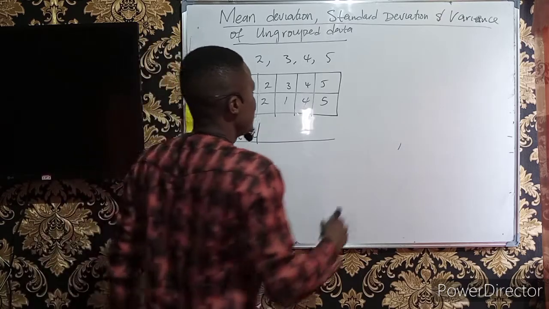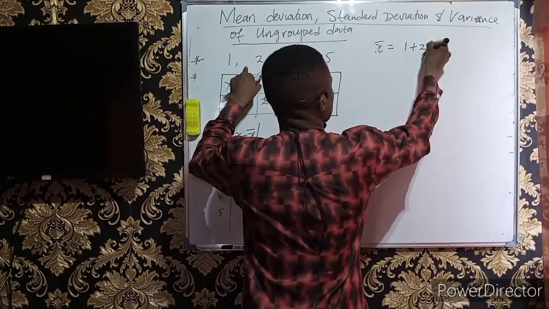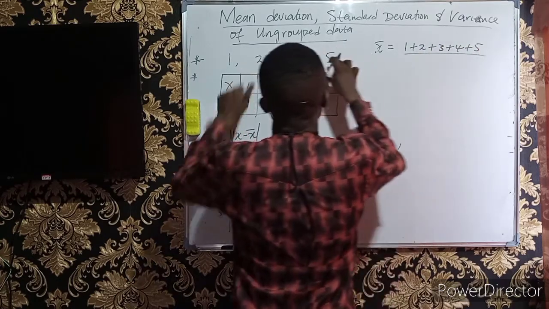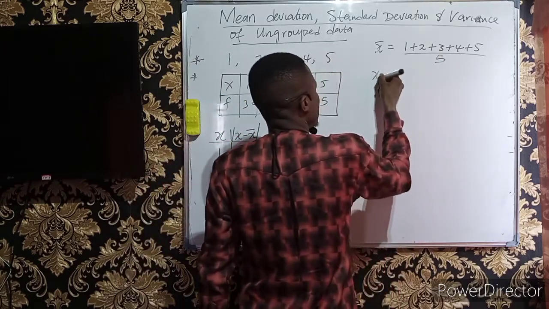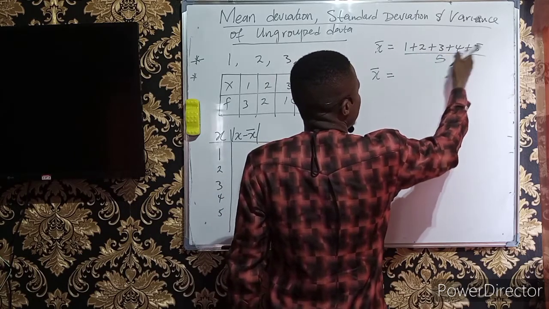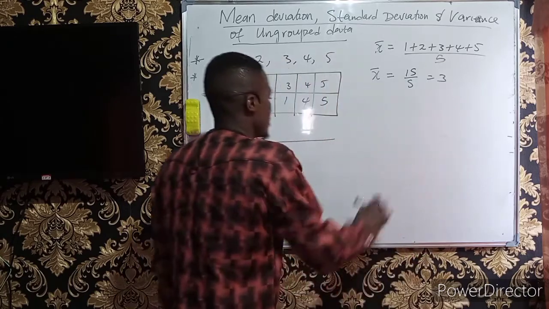So let's get the mean. Mean x bar is 1 plus 2 plus 3 plus 4 plus 5, you add everything and divide it, there are 5 in number, all over 5. So x bar will give us 3, 6, 10, 15. So it is 15 all over 5, which is 3. So x bar is 3.